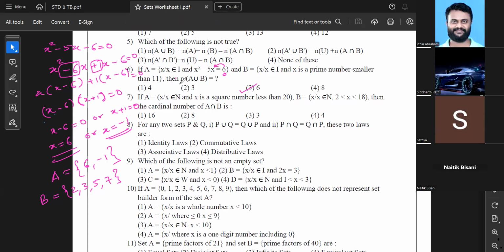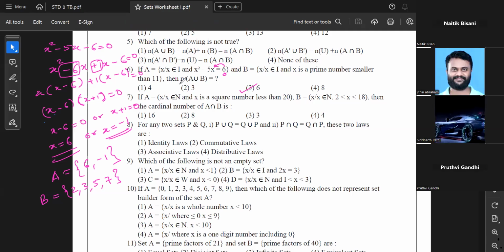Yes, sir, clear. Okay. So I'll wait for a minute for you guys to note it down. It's going quite slow. We'll have to increase our speed. Yes, Naitik, tell me what's your doubt.